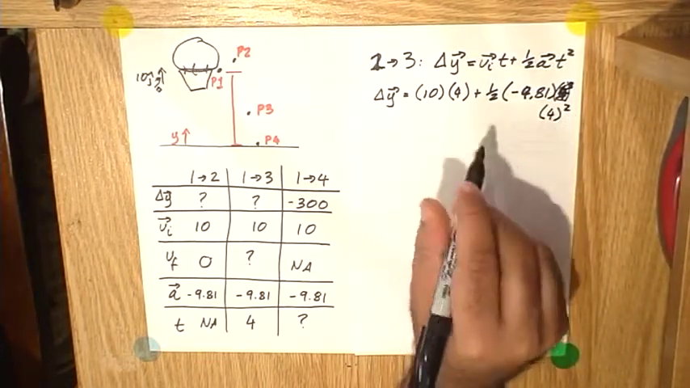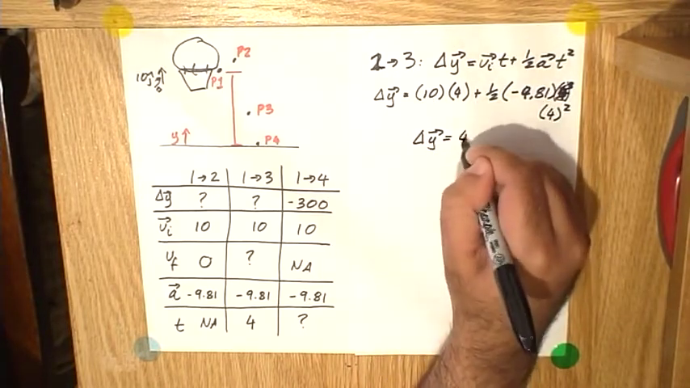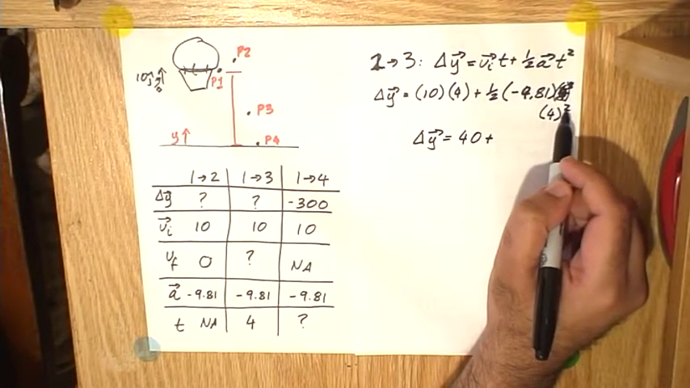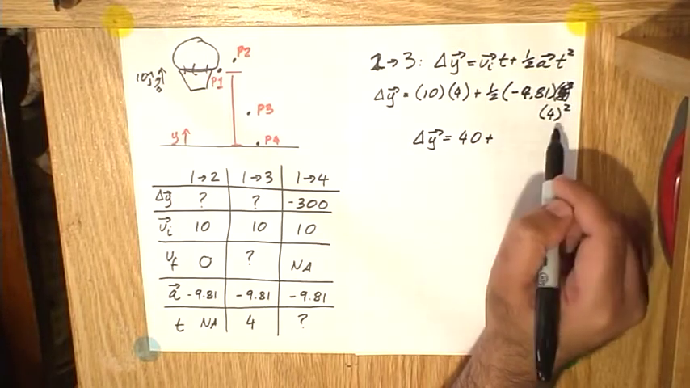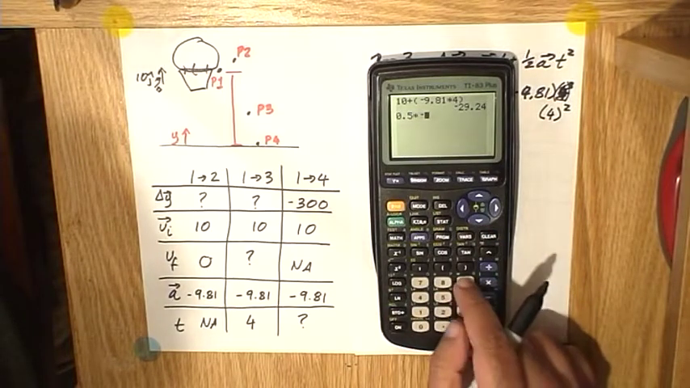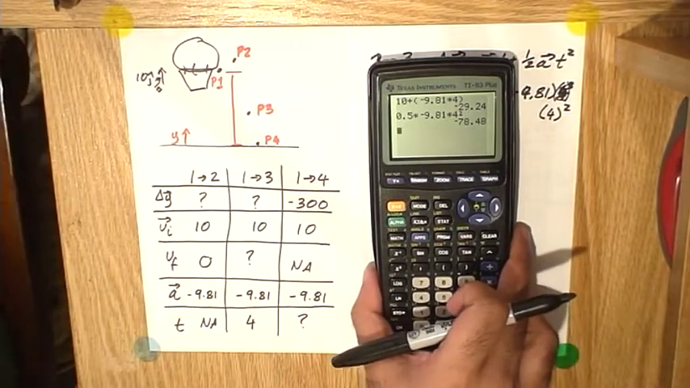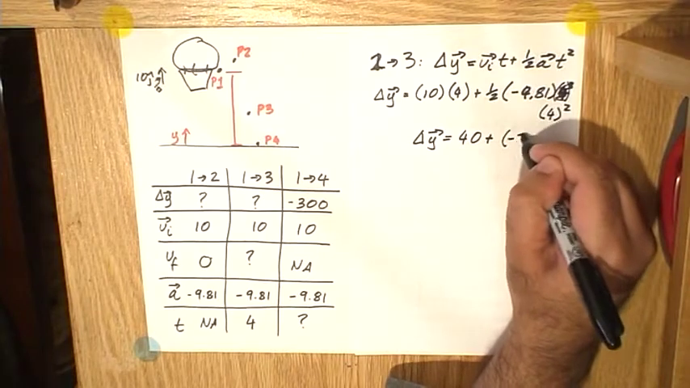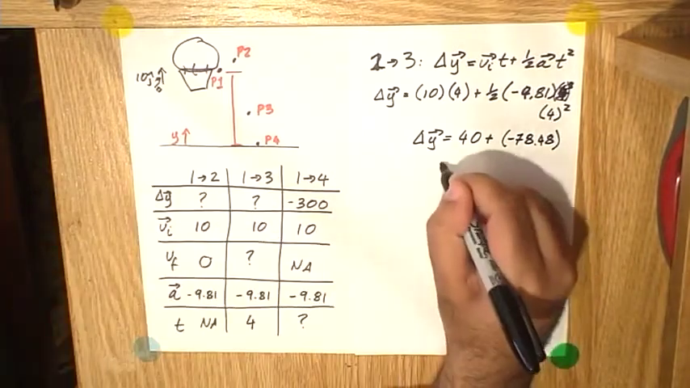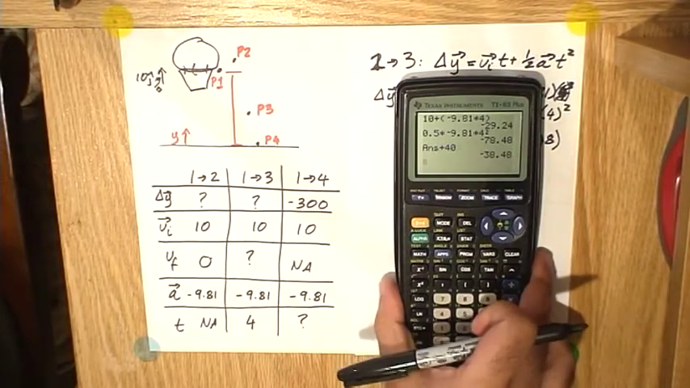There. Now, simplifying all of this, we get delta y is equal to 10 times 4 is 40, plus half times 4 squared, 4 squared is 16, half of that is 8. So, let's try solving this out. 0.5 times negative 9.81 times 4 squared is negative 78.48. So delta y is equal to negative 38.48.